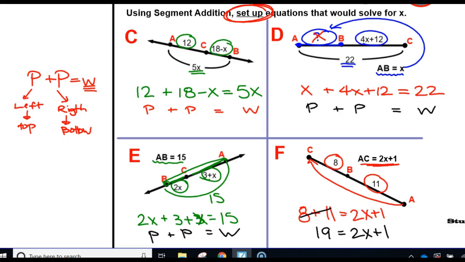These questions right here are for sure something that you would want to study for your test. Make sure that you can do any of those questions. Those would all be good test questions when it's time for that.